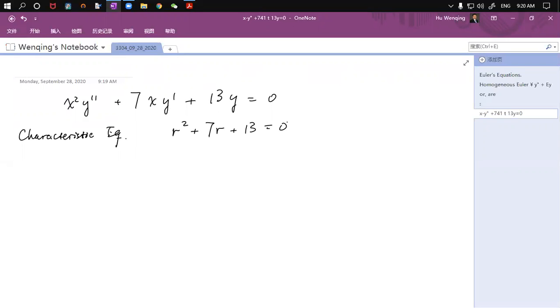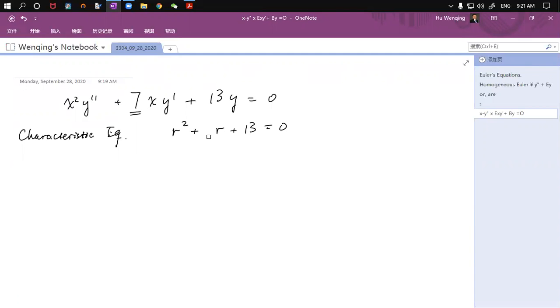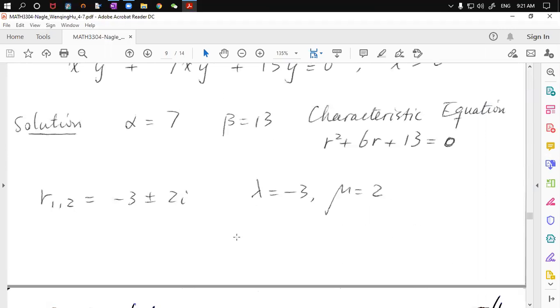Anyone can correct me? Anything? Remember, this alpha has to be replaced by alpha minus 1. That's very important, right? That's the error made here. What you must remember is that in Euler's equation, for the characteristic equation, you cannot use alpha, you must use alpha minus 1.